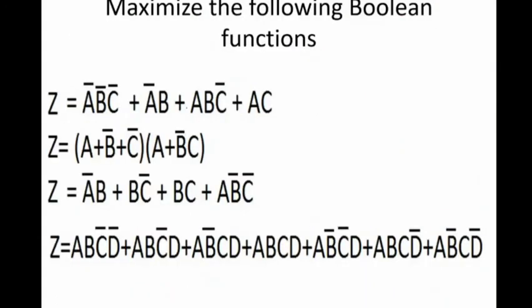Now maximize the following Boolean function. We have A bar, B bar, C bar plus AB plus AB bar, ABC bar plus AC. This term comes out to be this equation, and we can write from these two terms. So you will have this type of equation. This is your homework: how to compute this?